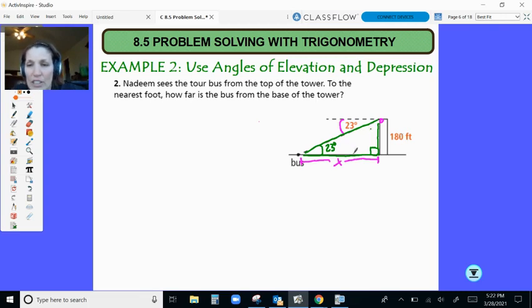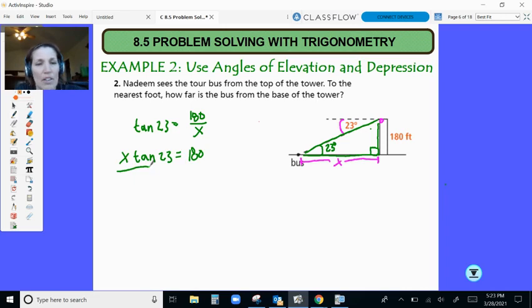So I have a tangent, and I have opposite from 23, okay, and my x. So I'm going to use my tangent of 23 equals my 180 over x. So what I have a lot of people do is say my tangent of 23 equals x over 180, okay? So be careful when you're setting those up. So now if I multiply x on both sides, I'll have x times the tangent of 23 equals 180. And then I want to go ahead and divide by this tangent of 23.